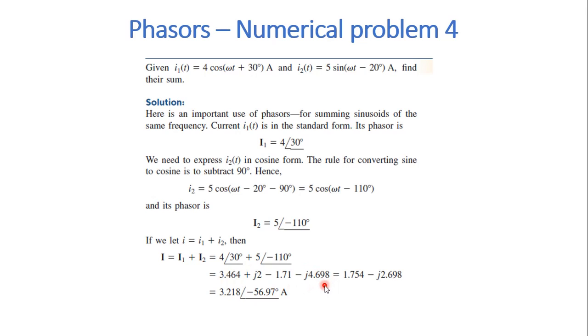Now add them all together: the real parts added together and the imaginary parts added together will give you this value, which is 1.754 minus j 2.698. Again, convert this back into polar form. So this is the equivalent sum, capital I, which is I1 plus I2.